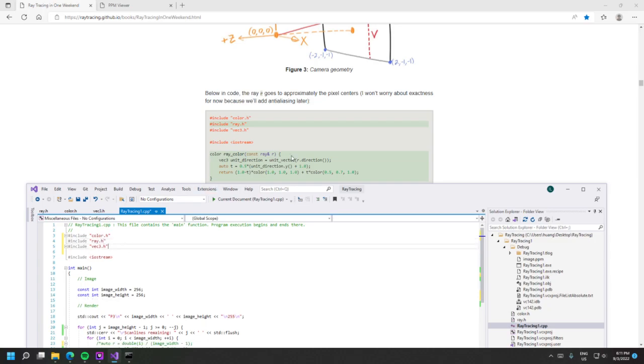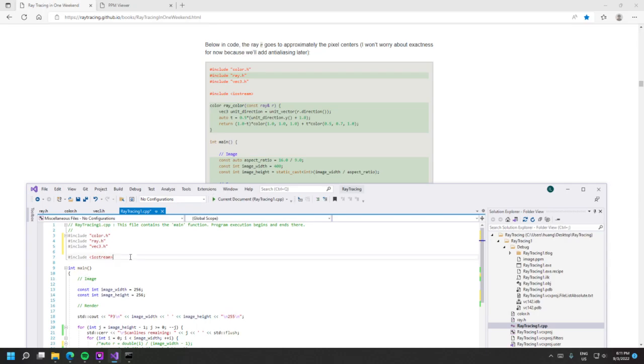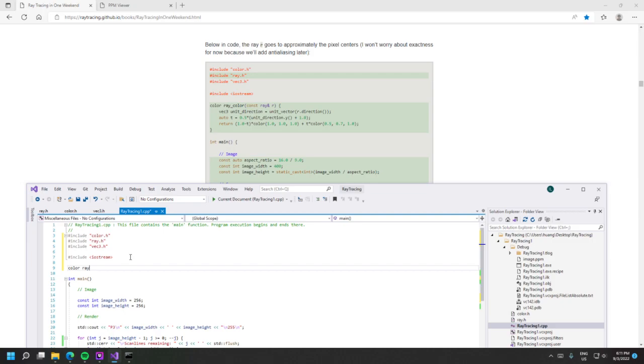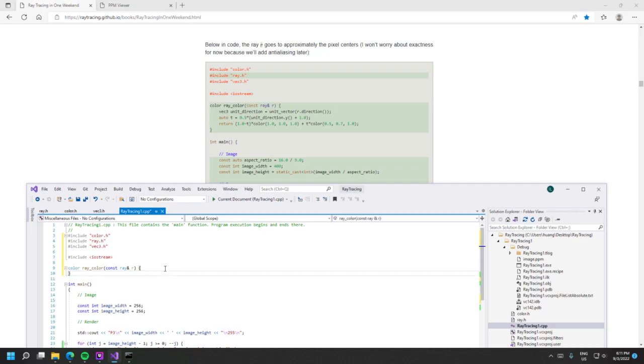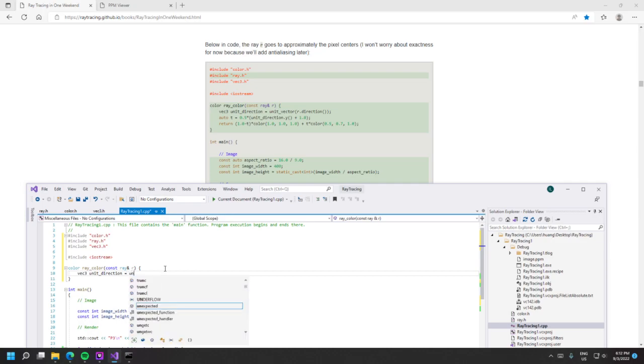Okay, so this is a new class, and we want to make a color object, ray color, that's taking a ray as input, and the vec3 unit direction. So we want to make the unit vector out of whatever direction the ray has. Wait, that needs a couple of parentheses. I hate the parentheses here. Okay.